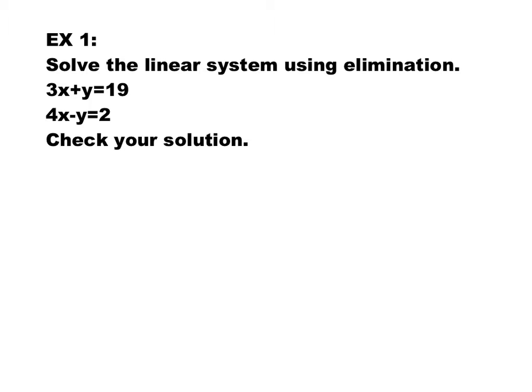So 3x plus 4x is going to give me 7x. y and minus y is going to give me 0, and then 19 plus 2 is going to give me 21. Now, this is a simple linear equation. To find x, I'm going to divide both sides by 7. So if I divide both sides by 7, I get x is equal to 3. So this is my x value.